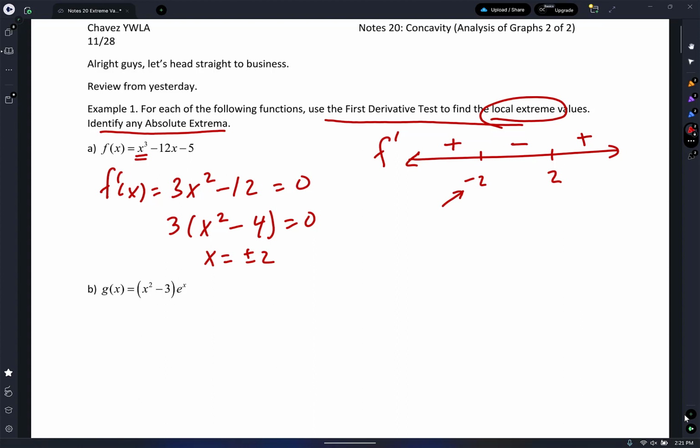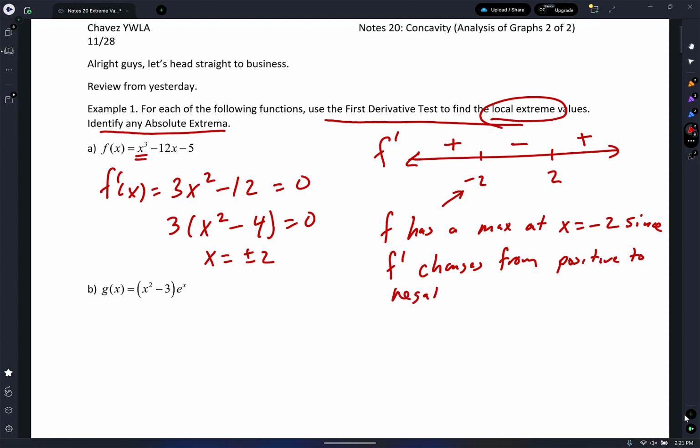So at negative 2, f prime is changing from positive to negative. So that is a what? That's a max. So I'm going to write f has a max at x equals negative 2 since f prime changes from positive to negative at x equals negative 2. And I know it sounds funny to say it again, but that's where it changes signs from positive to negative. Now, at x equals 2, I change from negative to positive. So that is a what?